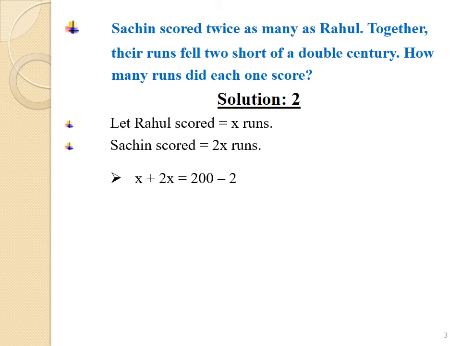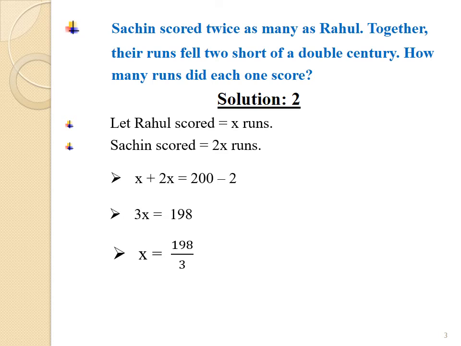Now, let's add x and 2x and subtract 2 from 200. Thus, adding x and 2x and subtracting 2 from 200, we get 3x equals 198. Now, let us transpose 3 from left hand side to right hand side by changing its sign from multiplication to division. Thus, transposing 3 from LHS to RHS, we get x equals 198 by 3.